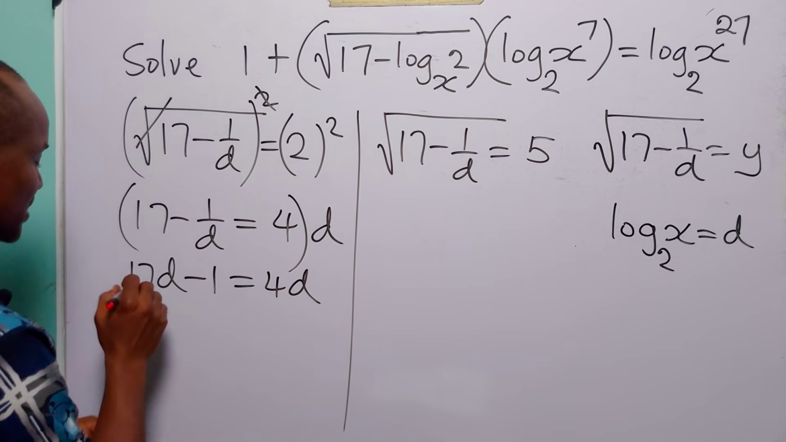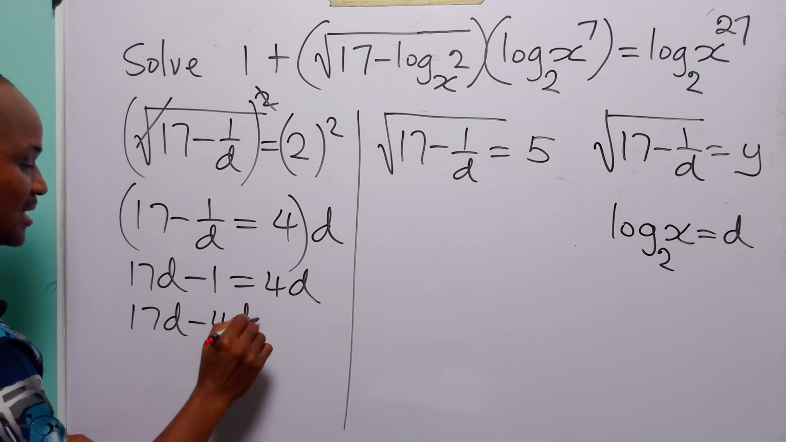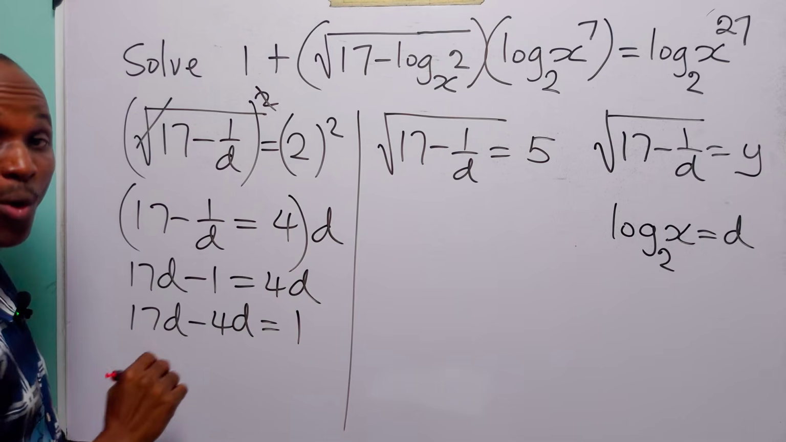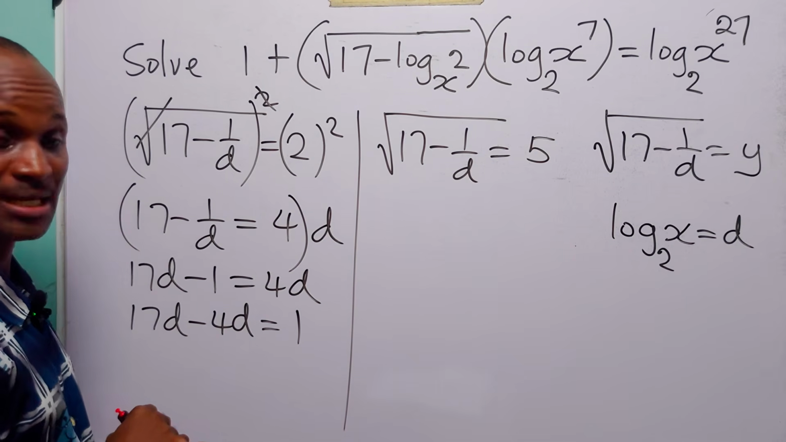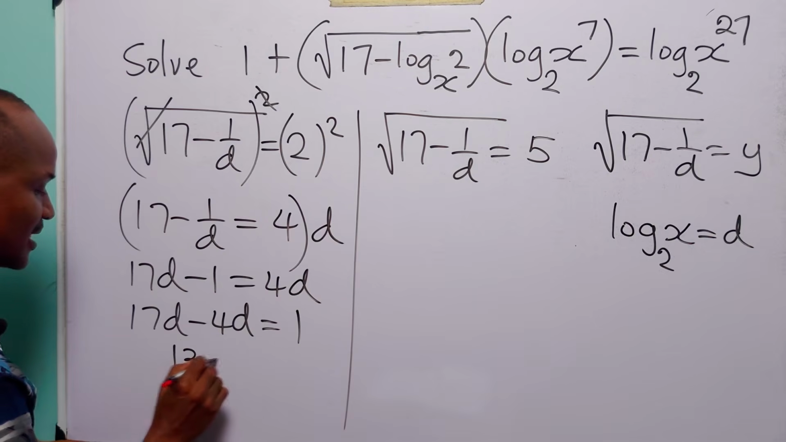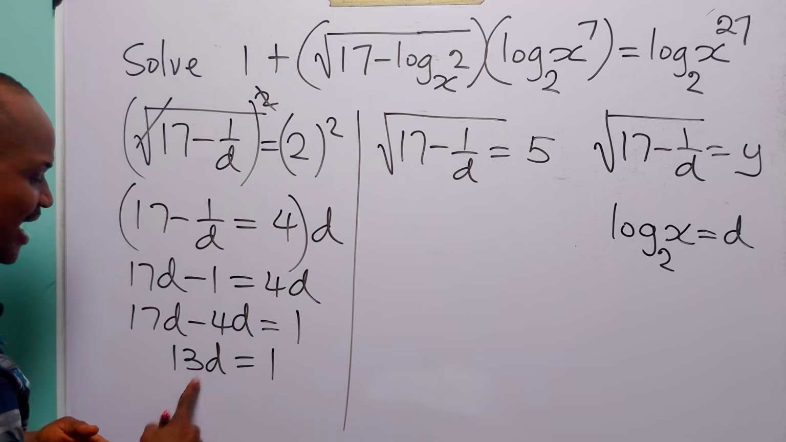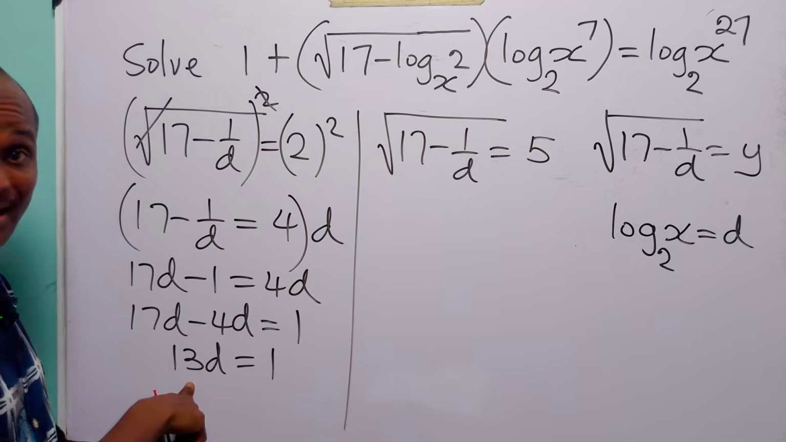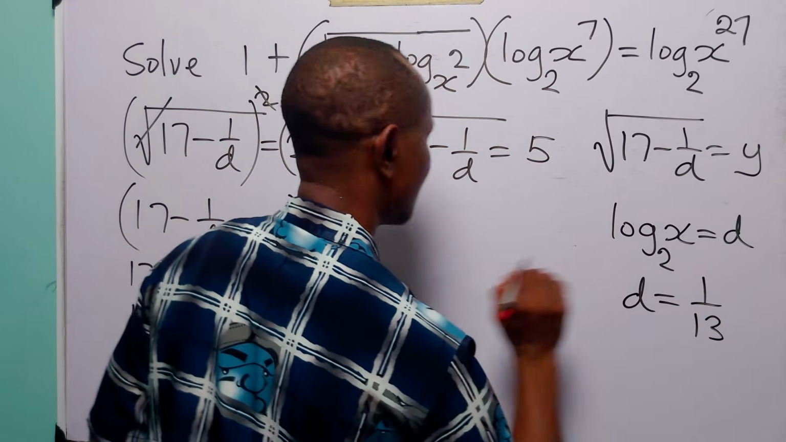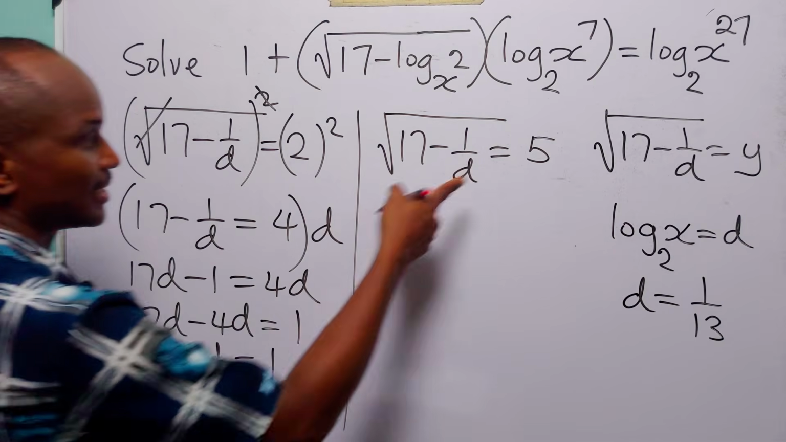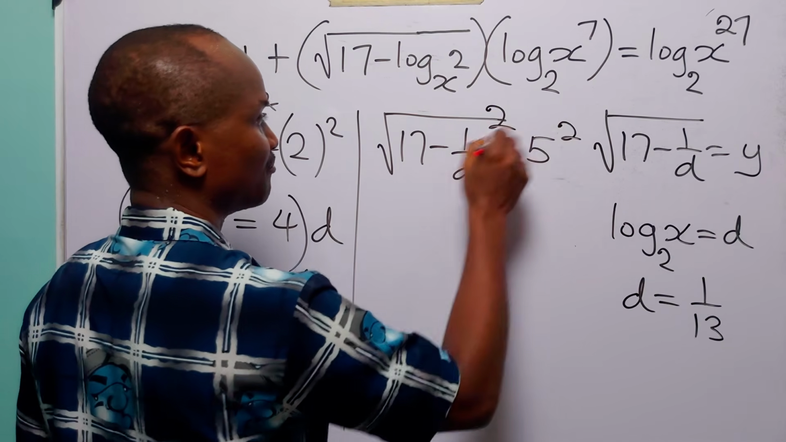Rearranging this equation, we have 17d minus 4d is equal to 1. 17d minus 4d is 13d. So we have that 13d is equal to 1. Now, when we divide both sides of this equation by 13, we have that d is equal to 1 over 13. Now, in this case, once more, we start by squaring both sides.